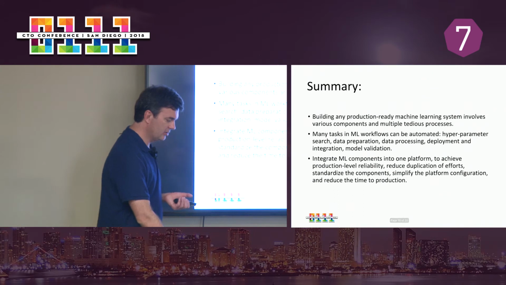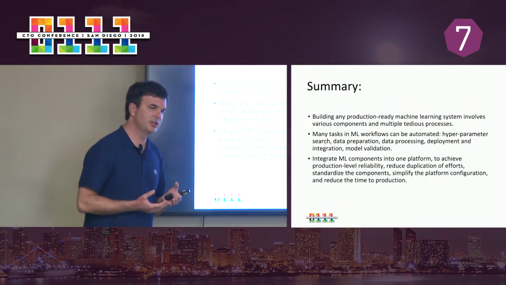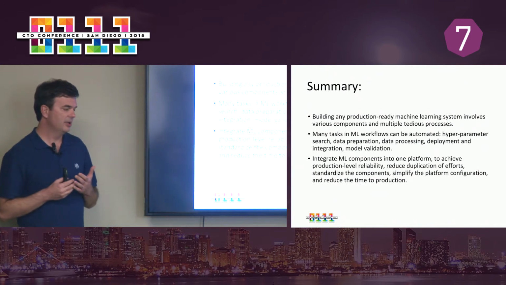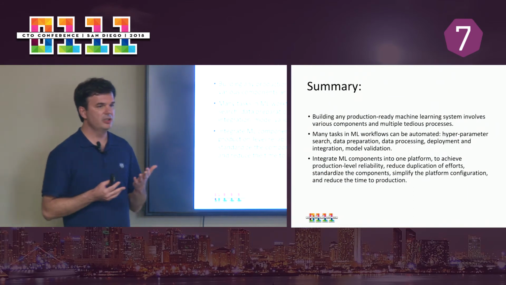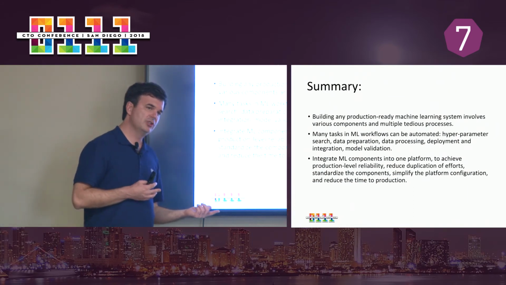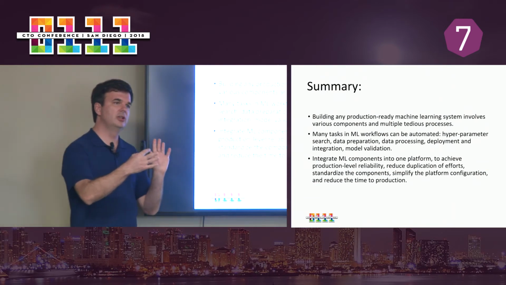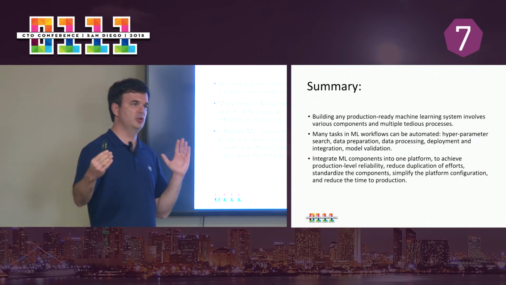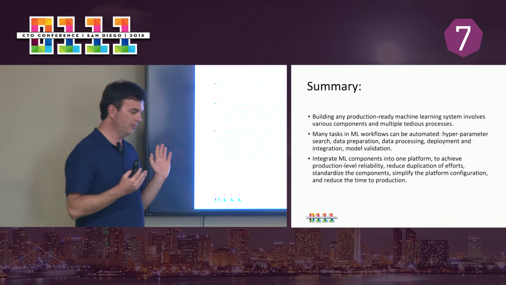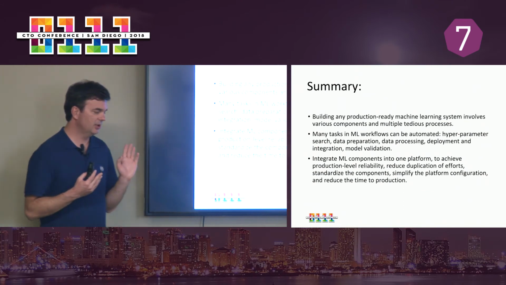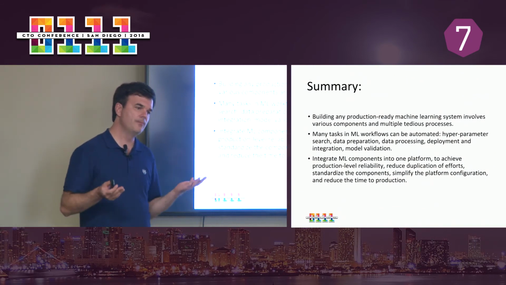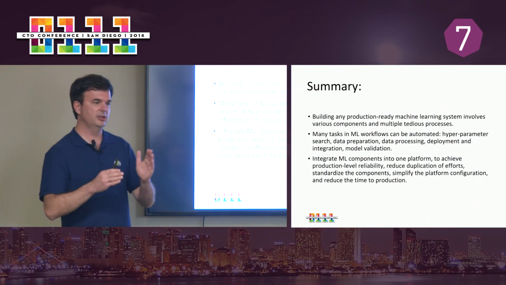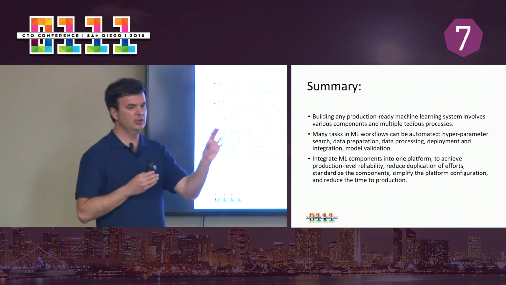And so, in summary, building any production-ready machine learning system requires a lot of steps. And there are many tedious processes, especially in the data preparation and data processing stage. That's probably where a lot of machine learning time will actually be spent, about 70%. And everything that can be automated in this area should be automated. And so what we need is to look for machine learning platforms that help us implement this in a repeatable way and reduce duplication of efforts, and hopefully cover the entire workflow of a machine learning system, from data ingest to training to serving.